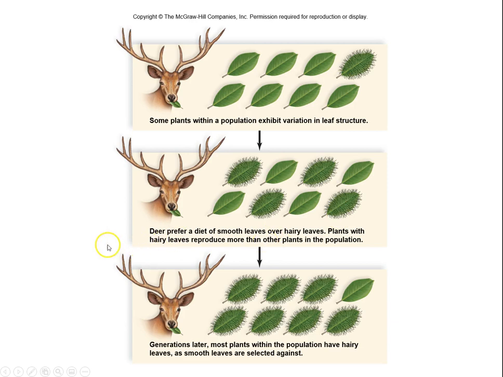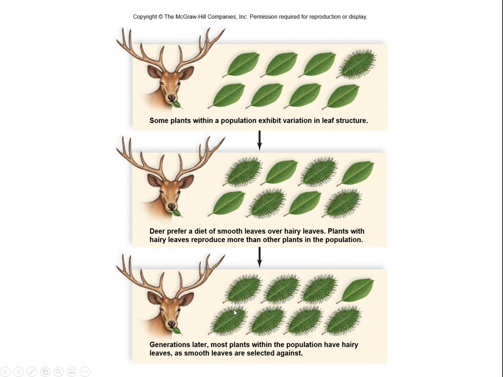And it says here, deer prefer a diet of those smooth leaves over the hairy leaves. And so over time, what you notice happening is that you see more of these plants with hairy leaves start to occupy that area. It says plants with hairy leaves reproduce more than other plants in the population. Why? The hairy leaves give the plant an advantage. The hairy leaves make the plant more suited for its environment, because what's in its environment? These deer that eat its leaves.